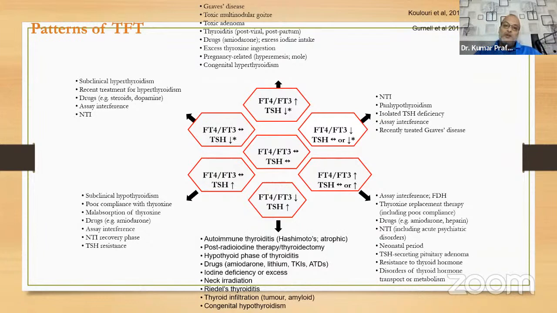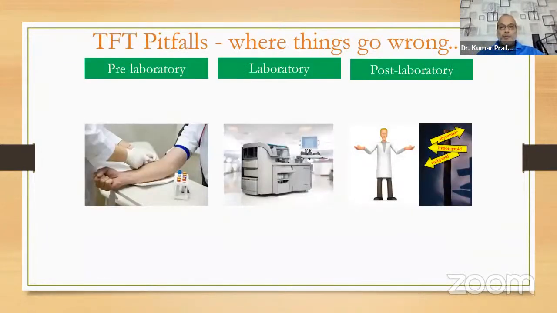Usually we have seen when thyroid hormone was increasing, TSH was decreasing. When thyroid hormone was decreasing, TSH was increasing. In subclinical, we did see that this pattern was there, but it was not pronounced. When it goes the opposite way, we call it panhypothyroidism, or there are certain other conditions where this happens. So we move to the next slide. Now we try to understand what the pitfalls are where things go wrong. So it can be pre-laboratory, laboratory, and post-laboratory.